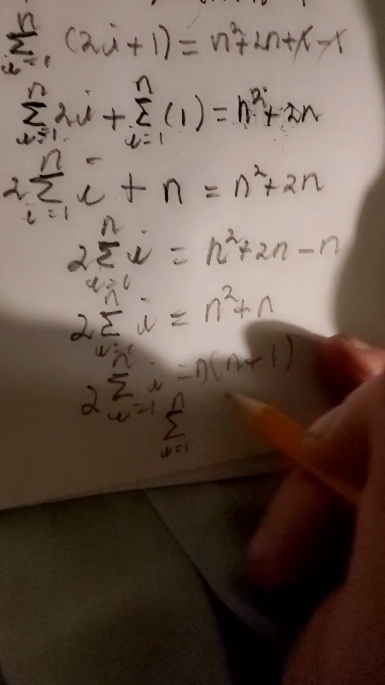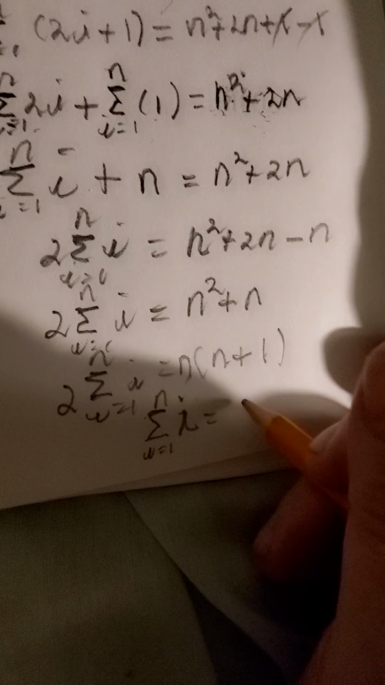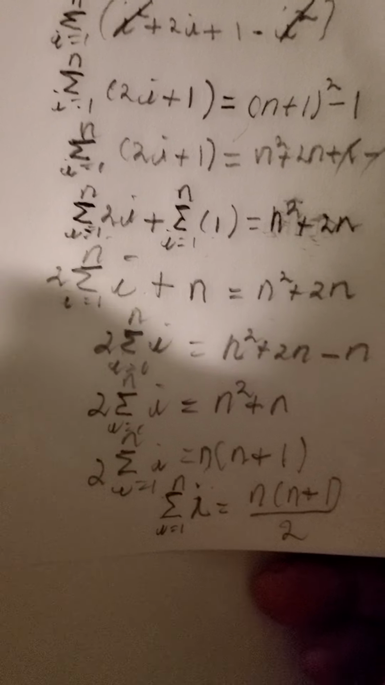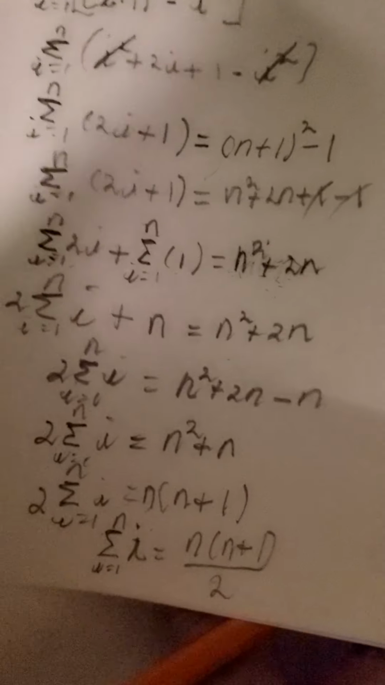The summation as i goes from 1 to n of i is just going to equal n times n plus 1 over 2. Okay, so that's going to be the sum formula if you're going to just add up i going from 1 to n. Okay, I'll show you what that means.